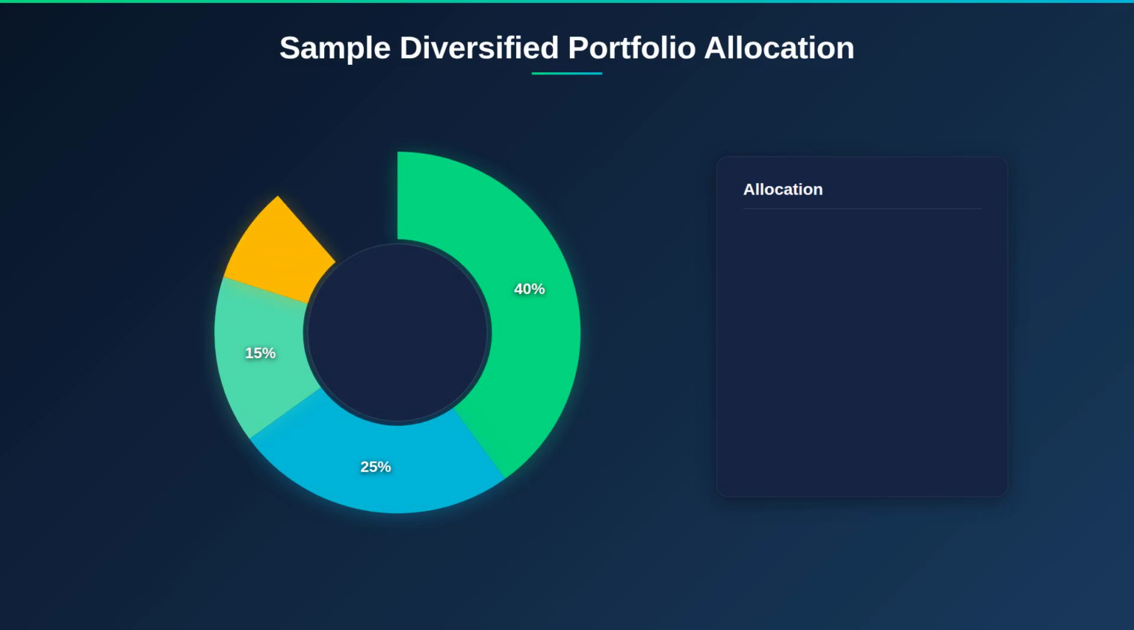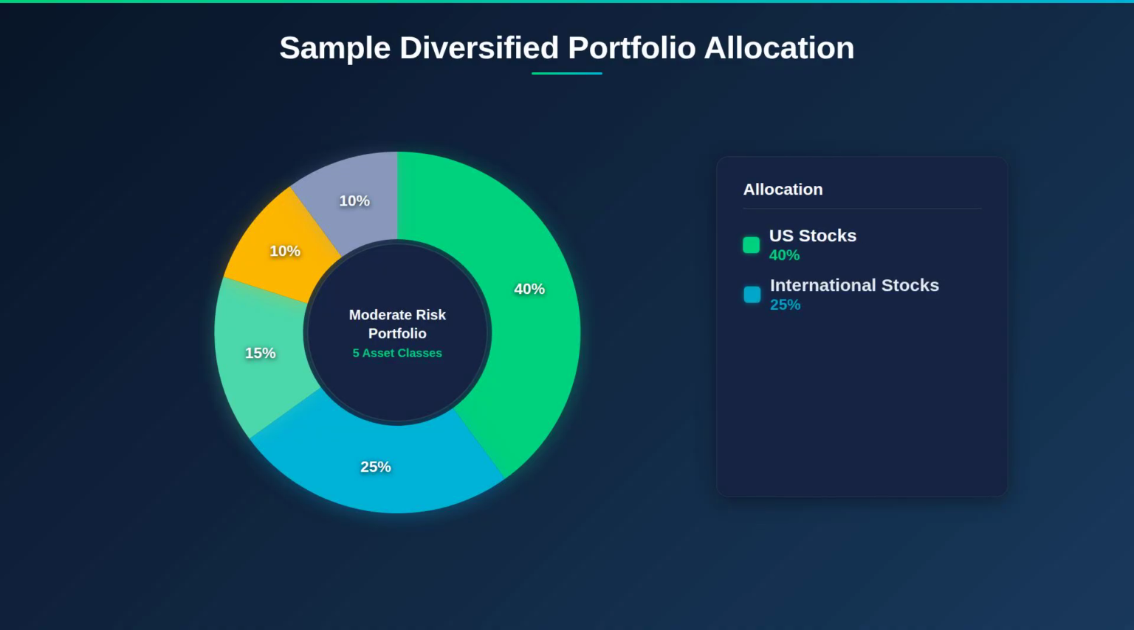25% in international stocks, that's your global exposure. 15% in U.S. bonds, that's your stability cushion. 10% in REITs for real estate, and 10% in short-term bonds or cash equivalents for liquidity.